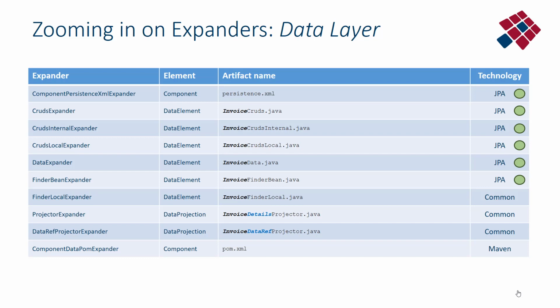Now, zooming in even a little bit deeper to two individual expanders, let's take the most peculiar expanders, there we learn the most. The projector expander and the dataref projector expander seem a bit redundant, as the dataref is basically just another projection with only the name and the identification and the package and not many other attributes. So it's quite similar, but it's another expander.